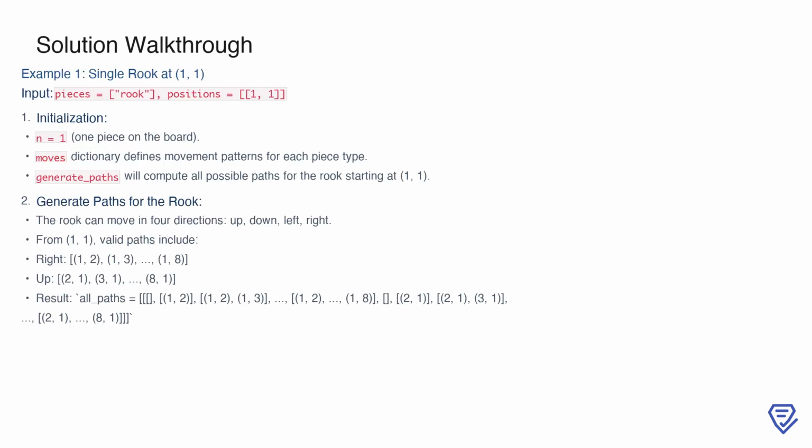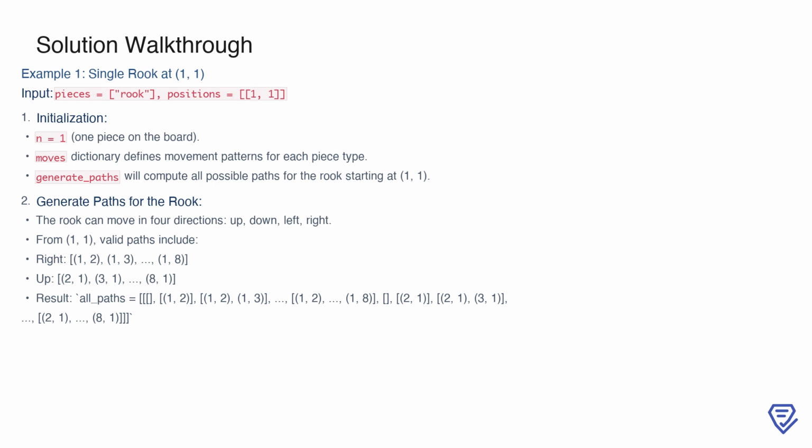Here, we begin with a simple scenario involving a single rook placed at position 1, 1 on the chessboard. Since we only have one piece, n is initialized to 1. A dictionary, moves, is used to define the movement patterns for each type of chess piece. In this case, the rook can move horizontally or vertically across the board.